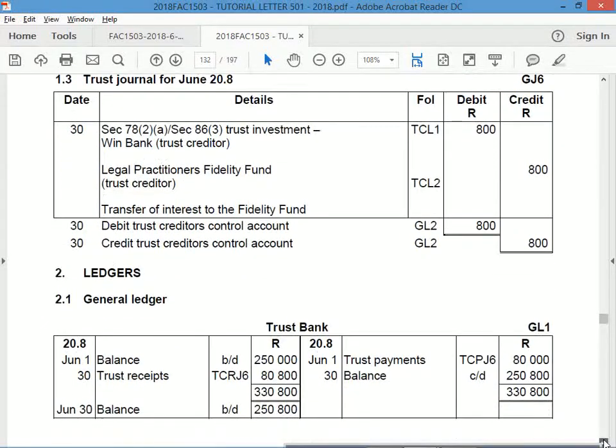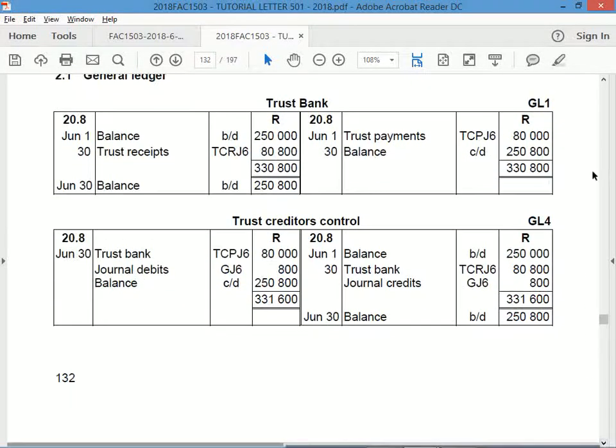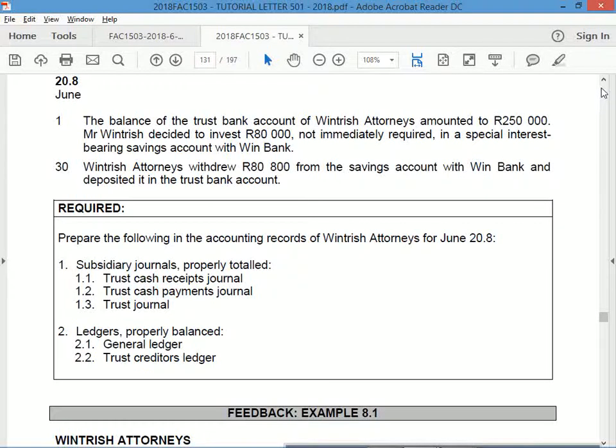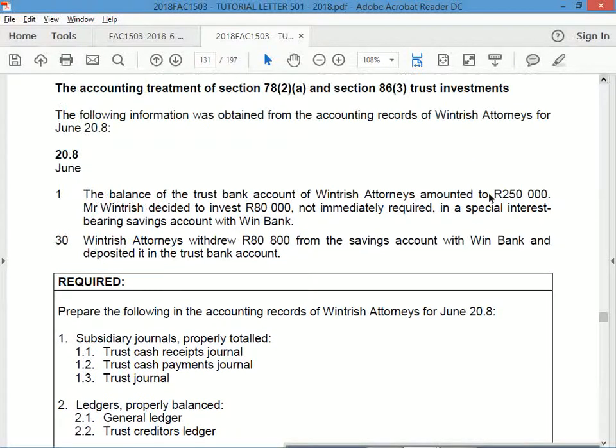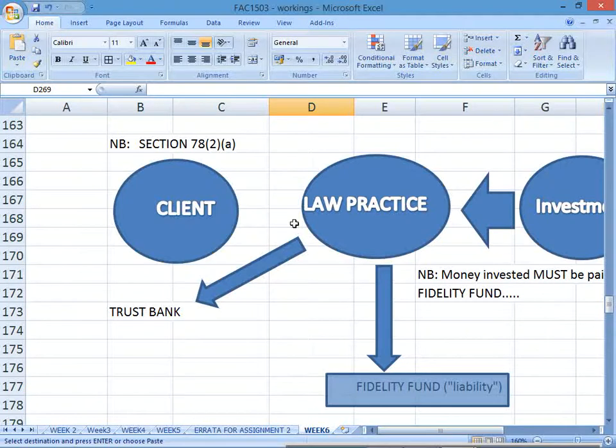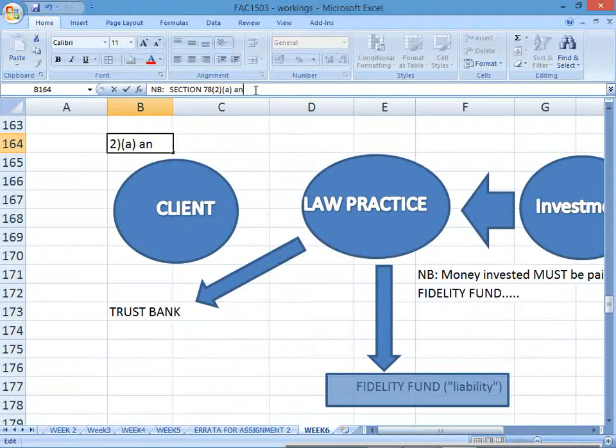Yes. Let's see here. Oh, okay, so for the, yes, not immediately required. So let's highlight that. Okay, let's add that to our notes then. So here we should actually put next to this, and section, what is the number? 86 bracket 3, close brackets.